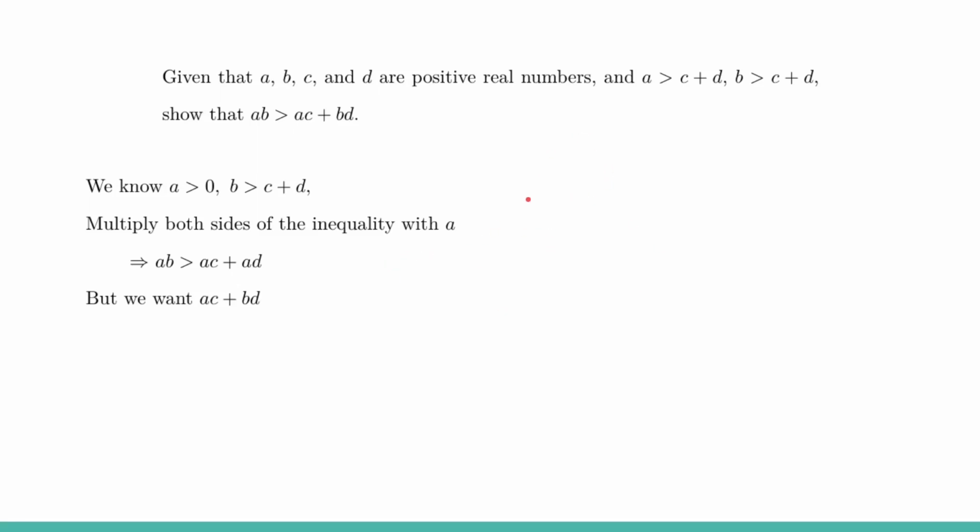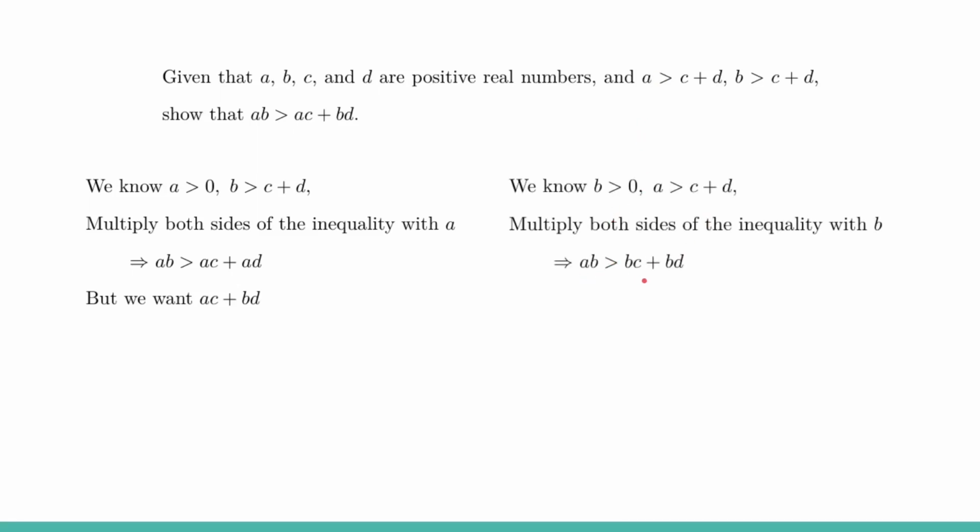Now we can try the same thing with the other inequality. Of course, this time we're multiplying it by B. We multiply it, we get AB is greater than BC plus BD. But once again, we want AC plus BD, not BC plus BD. There is a single term that is different.